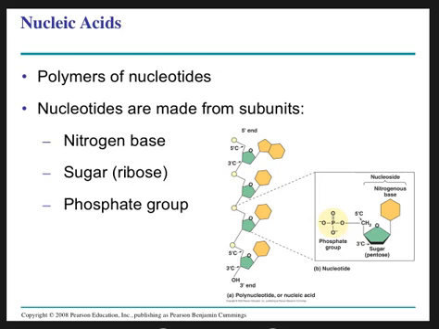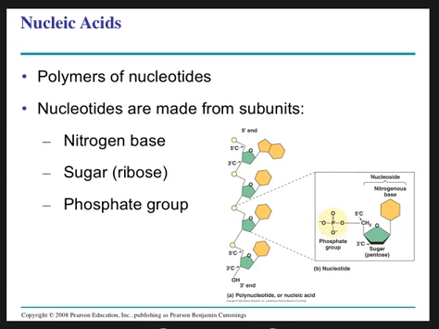The monomers are nucleotides. So this right here is a nucleotide. Okay, right there. That's a nucleotide. Here's a nucleotide. Here's a nucleotide. So what I see here is 1, 2, 3, 4 separate nucleotides. Nucleotides are made up of smaller subunits. So remember, nucleotide is the monomer, and that monomer is made up of smaller subunits.